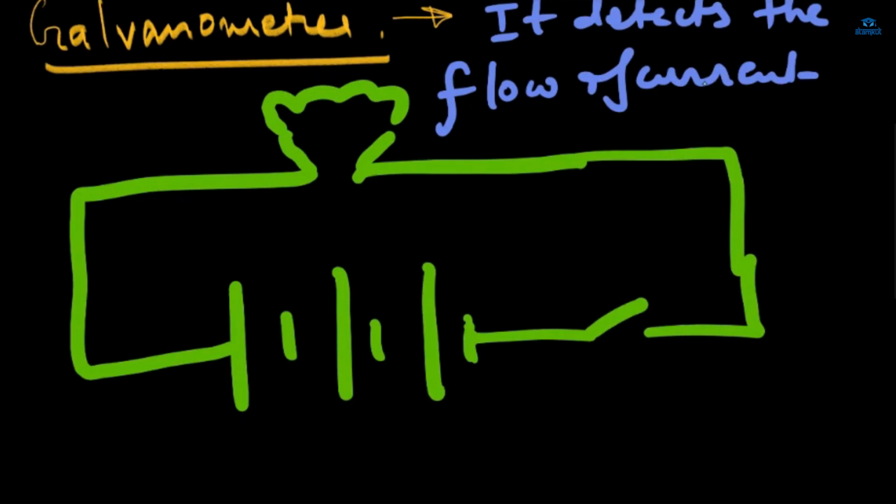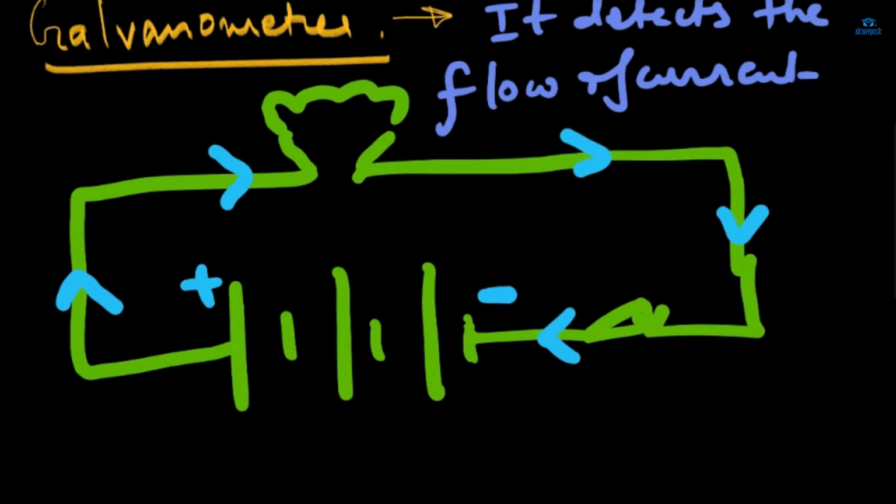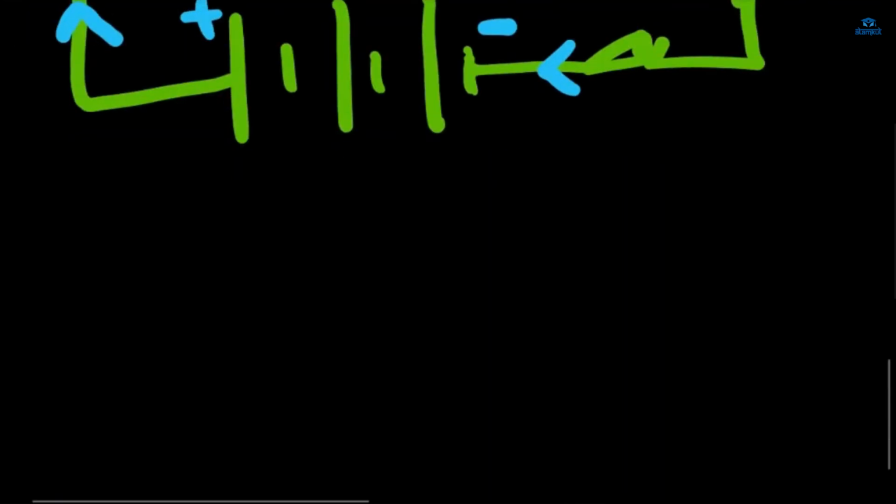As we switch on, or close the key, what will happen? The current will start flowing from higher potential to lower potential, right? The current always flows from higher potential to lower potential.